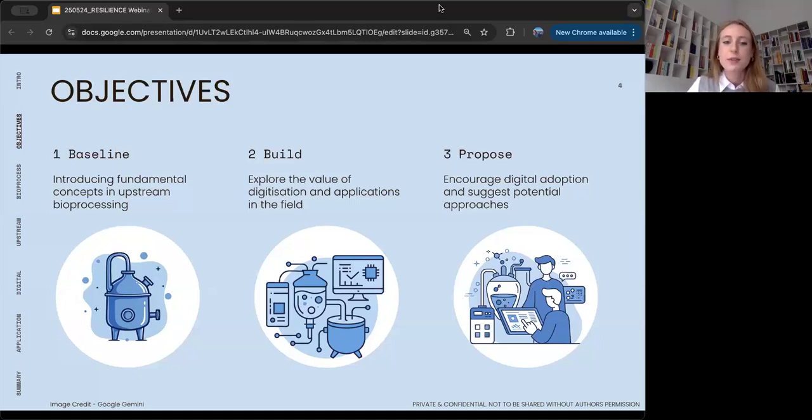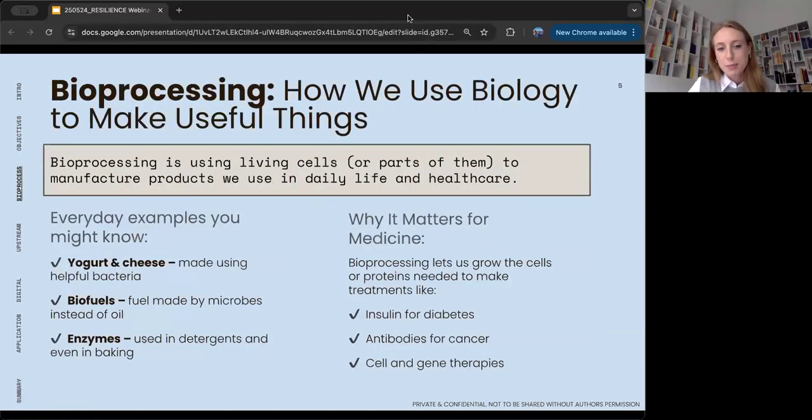So our first objective is to introduce the core concepts of upstream bioprocessing and make sure everyone has a solid foundation. Then our second aim is to explore how digitization can add value through examples that highlight its impact. And finally, to offer some practical direction on how you might start applying these ideas in your own work or organization. So let's start with the basics.